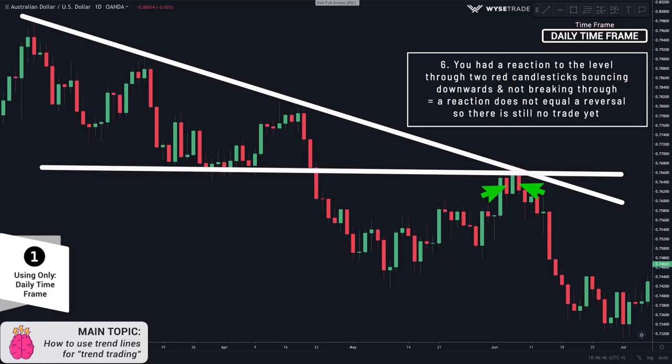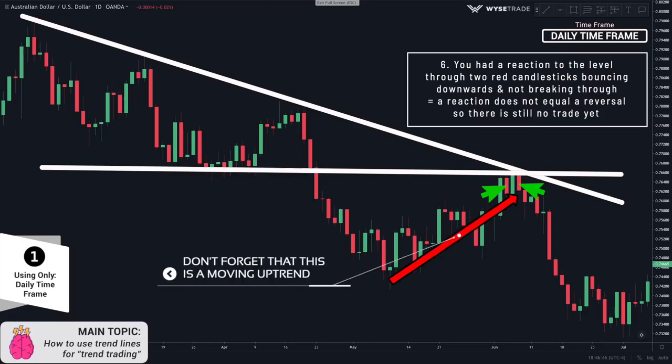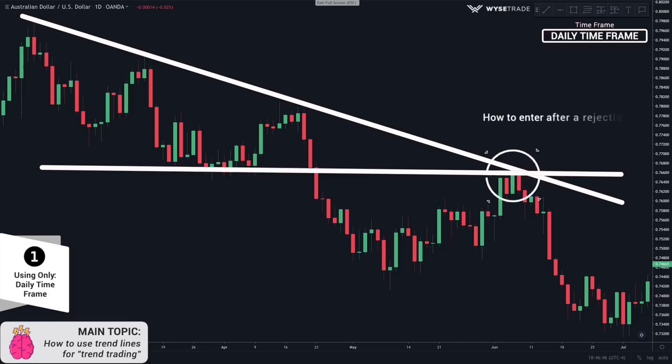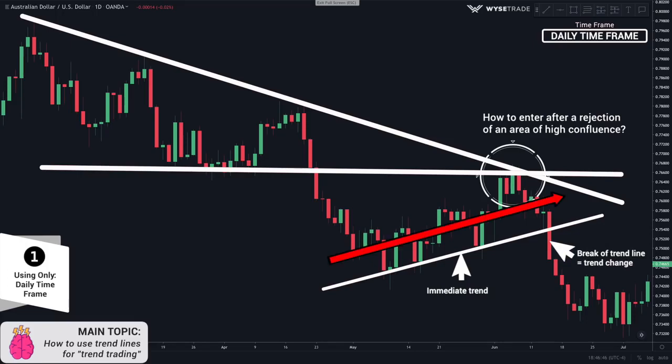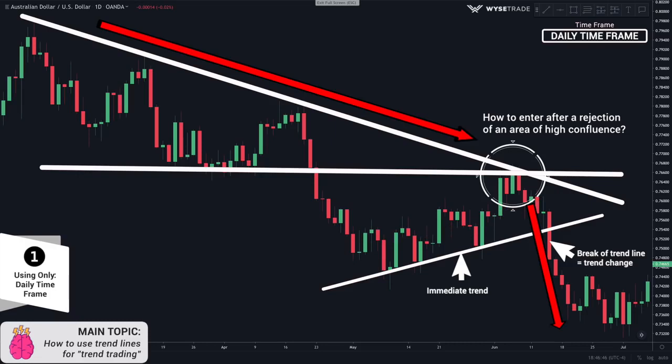Now, at this point, there is still no trade short because a reaction to an area does not equal a reversal. It could just bounce or stall at a key area and then still break right through. Do not forget that this is a moving uptrend. Now, here is the trick. In order to enter after a rejection of a key area of confluence, you put a trend line under the immediate moving trend and wait for a break of the trend line to occur in order to confirm that the moving uptrend is over and that the bigger downtrend can continue.